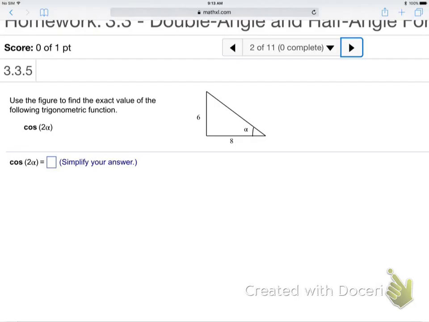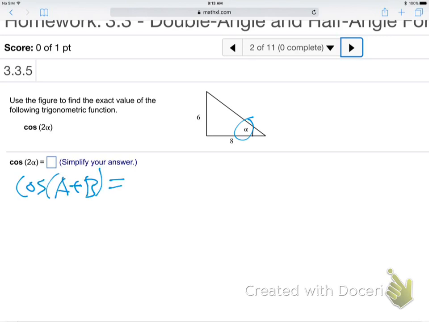So let's try this one. Okay, so here we have the cosine of 2 alpha. 2 alpha, 2 theta, don't worry about it, just 2 whatever. You can call that 2x if you want. So the cosine of double the angle. So let's figure out the formula first off. What is the cosine? You know what I'm going to do?